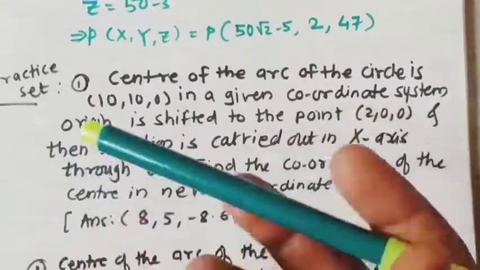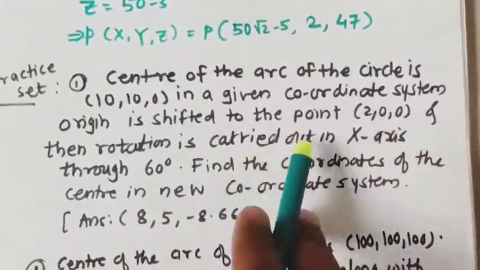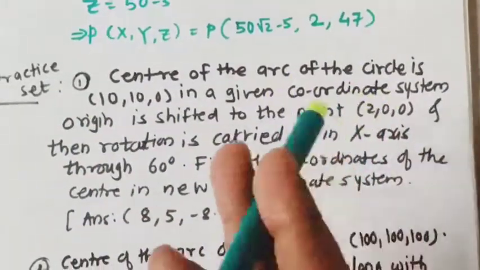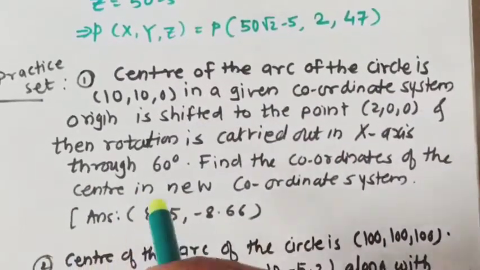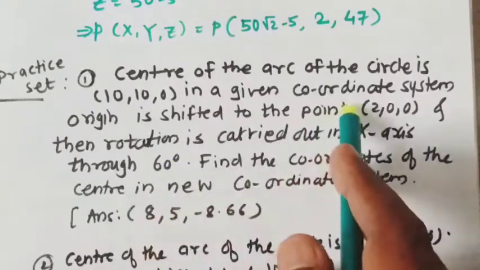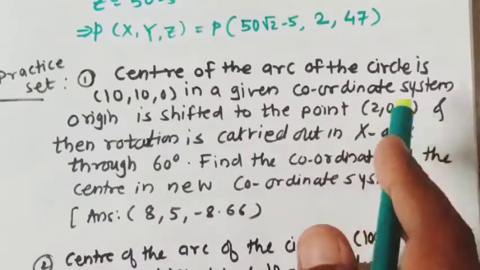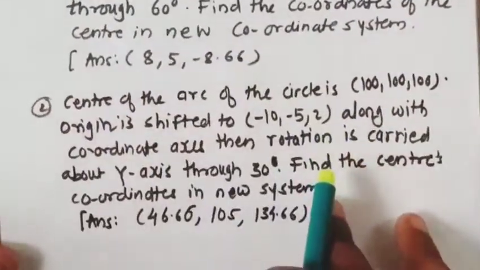Okay, proceed like the previous example. Only the rotation is about the x-axis, so use the formula of rotation about the x-axis. All the formulas we have discussed. Okay, theta is 60 degrees. You take the value. This is the value of UVW. Okay, another problem for practice.